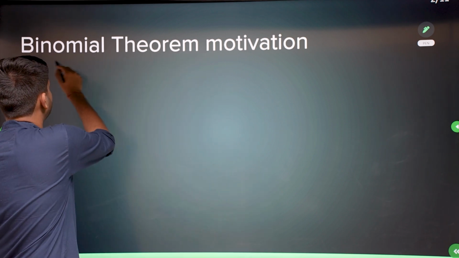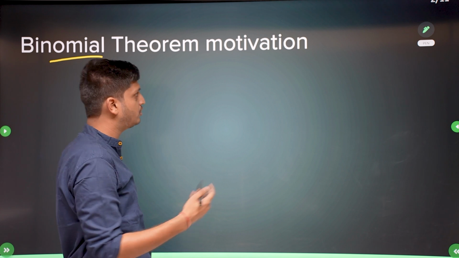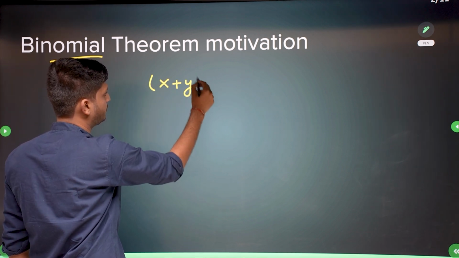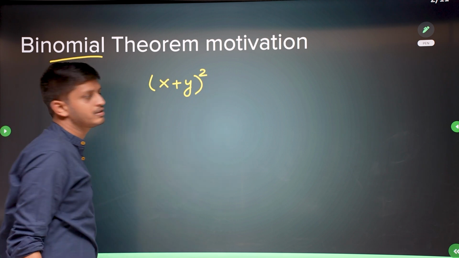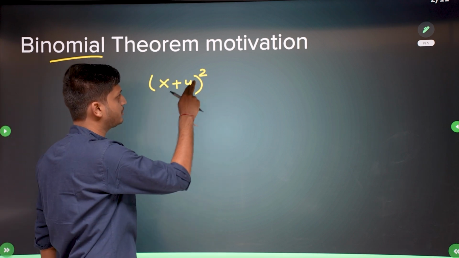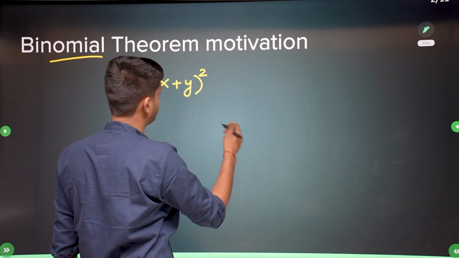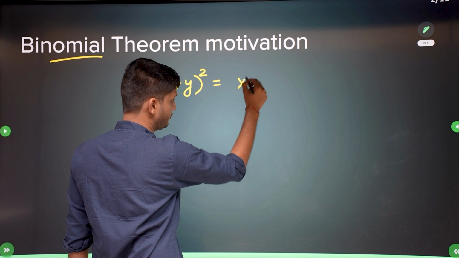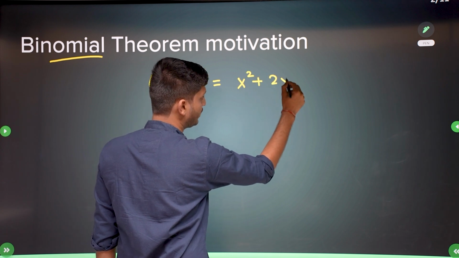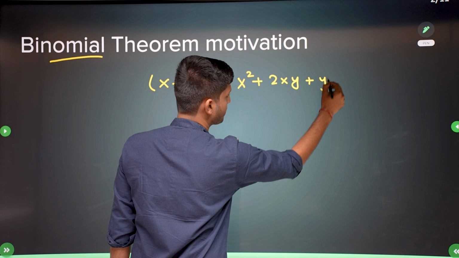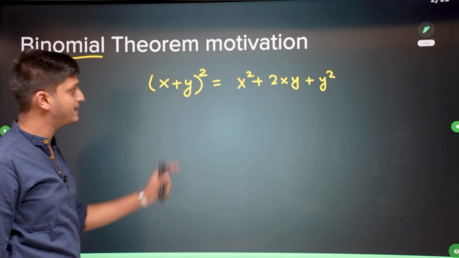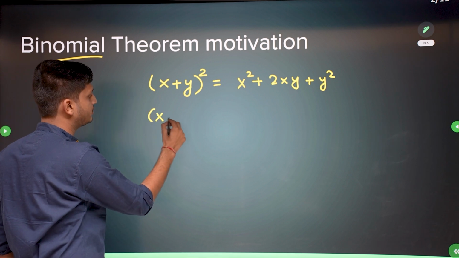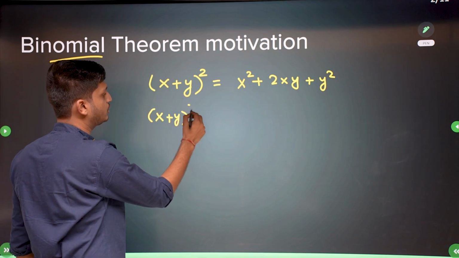So, what is binomial? A polynomial with two unknowns. So basically, let's say x plus y to the power 2. This is a binomial. We have two variables and there is some power. We are raising it to some power. So we already know that x plus y whole square is x square plus 2xy plus y square. This is the binomial theorem for power 2. What is the binomial theorem for power 3? What is x plus y whole cube?